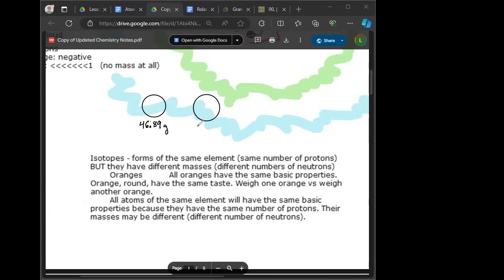But then the mass of this orange is maybe 50.21 grams. Like I said, that's exactly the way an isotope would work. If I pick up one carbon atom and then I pick up a totally different carbon atom, even though they're both carbon, they might have a slightly different mass.